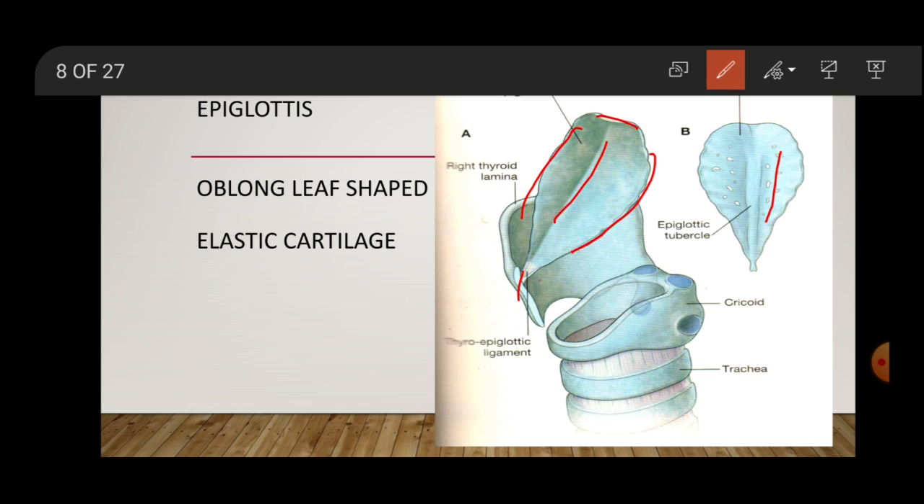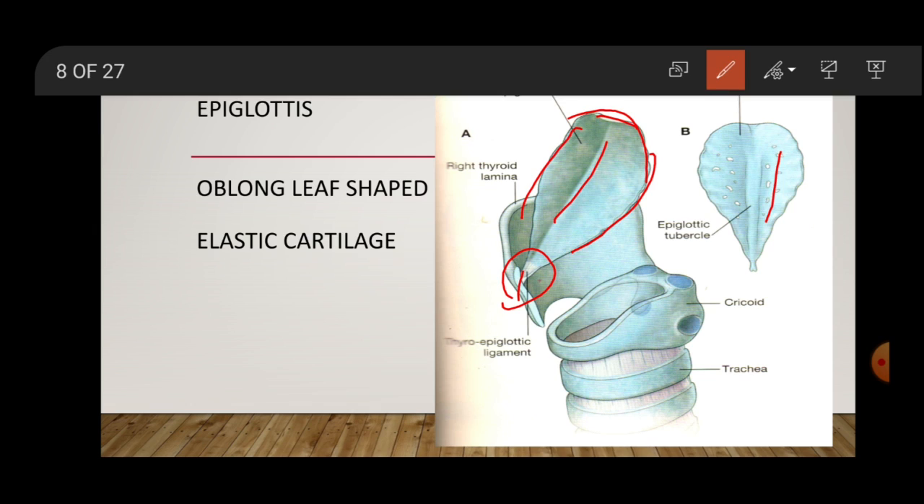So what about the upper end? How does the upper end look? It is free. It is not attached to anything. The upper end is free and broad when compared to the lower end. The lower end is narrow and pointed. So this is the lower end which is narrow and pointed, and this is the upper end which is free and broad.